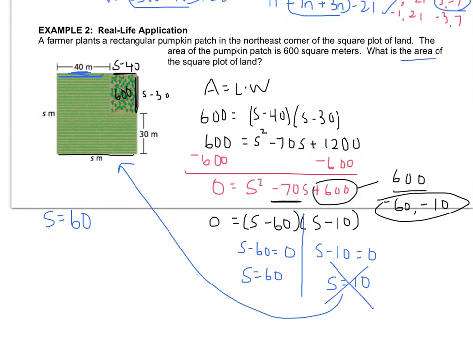And so now what is the area of the square plot of land? So s times s would be how you get the area. So that would be 60 times 60, which is 3,600 square meters.